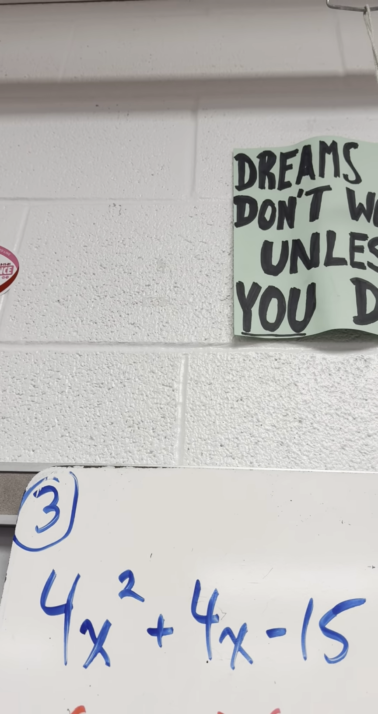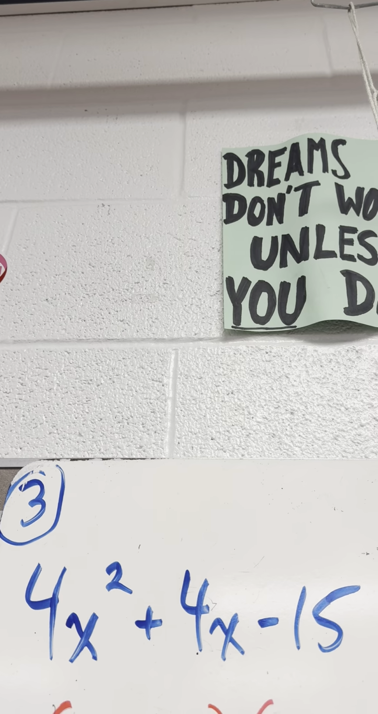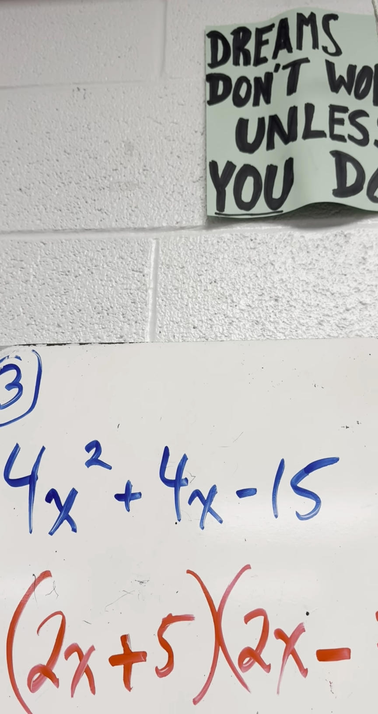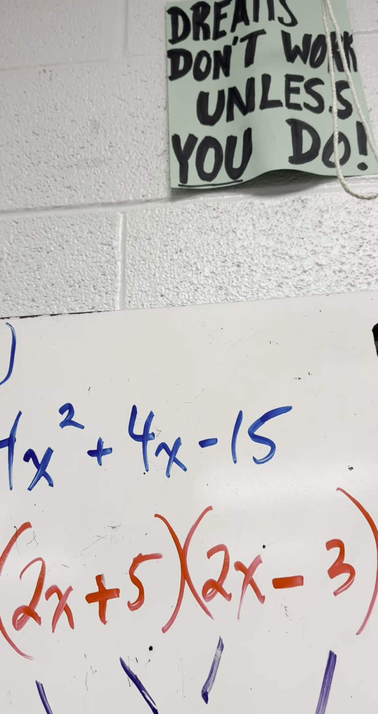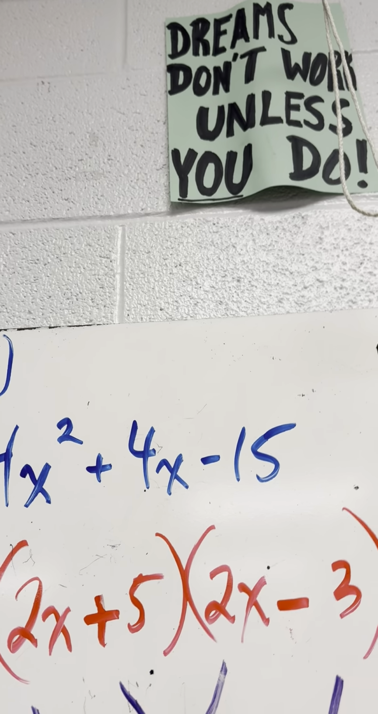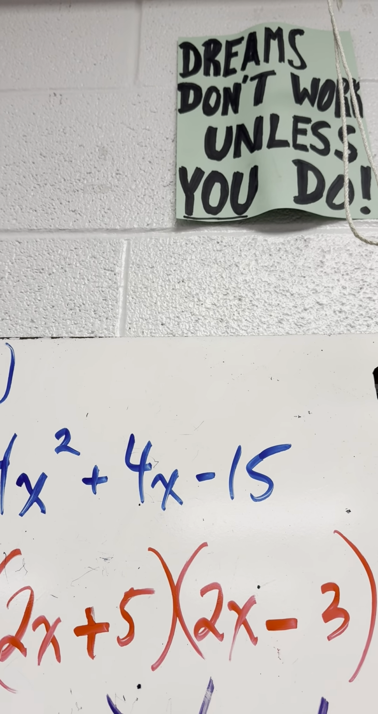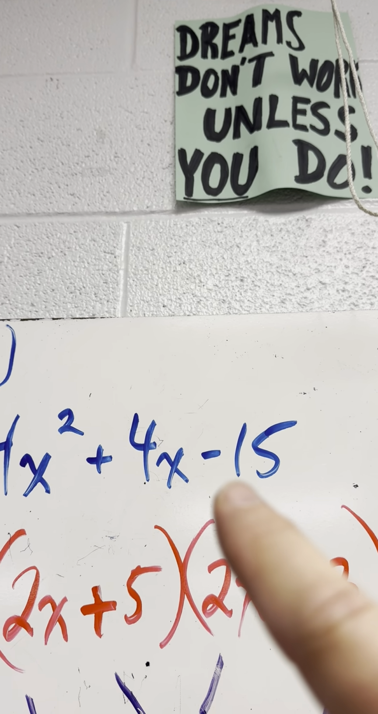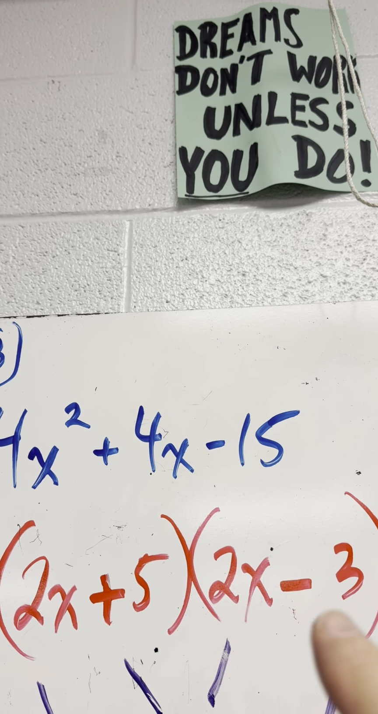Now, here, 4x squared plus 4x minus 15. The first thing I'm going to try is 2 times 2 for 4. And then I'm gonna do 5 and 3 for 15. Now, because this is negative, I need a positive and a negative.